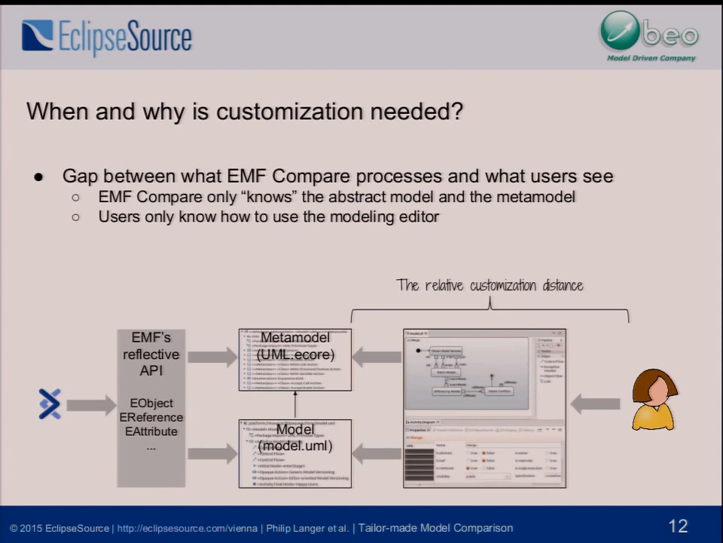And this is what can be called the relative customization distance. Actually we don't call it that way, but I thought it sounded a little bit more sciencey and to have a word for it. You can think of the customization effort that you have to put on top of EMF Compare for a respective modeling environment. You can think of how many customizations you have in your modeling editor and how much the modeling editor puts on top of the plain model, and this will actually be the distance that you have to go for using EMF Compare in general.